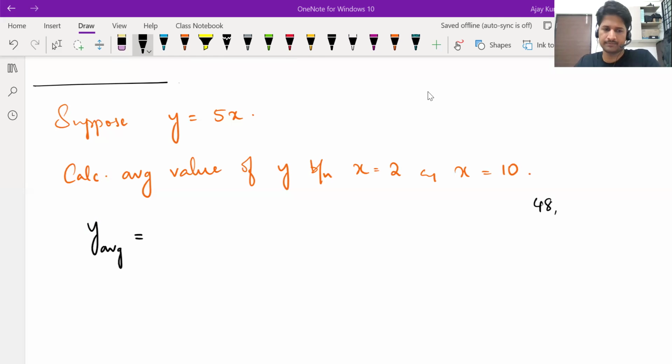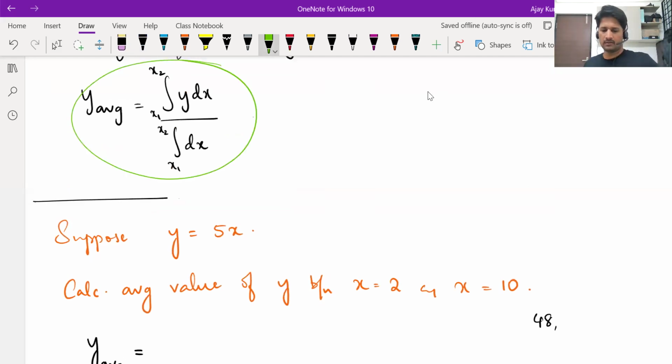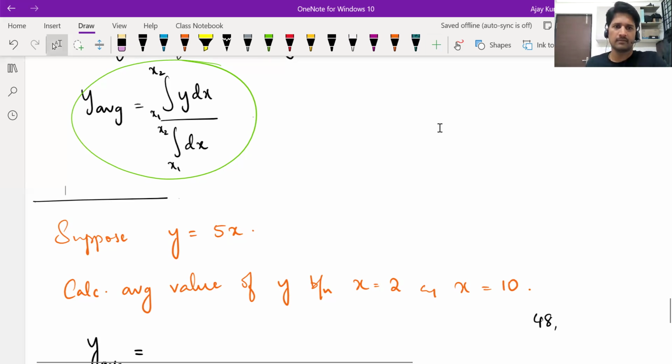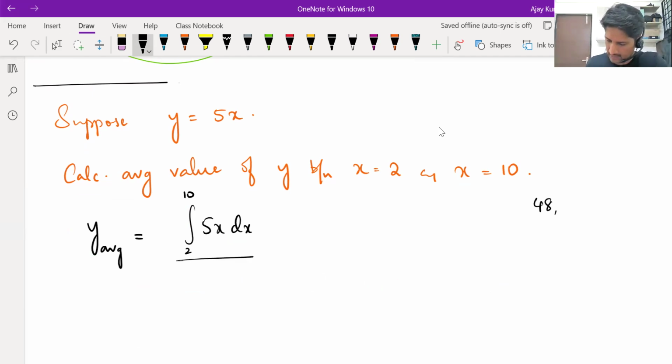Sir, first... Did you use the integral formula or not? Yes, sir, that only. Okay. You have to integrate y dx and divide that by integral dx. What do you have in place of y here? 5x, sir. 5x. So you will need to integrate 5x dx from 2 to 10 and divide that by the integral of dx, that also from 2 to 10.